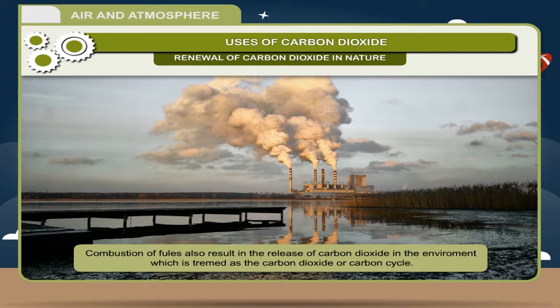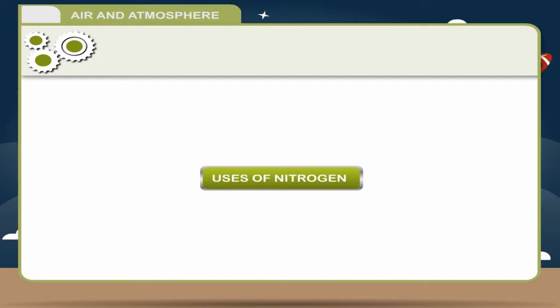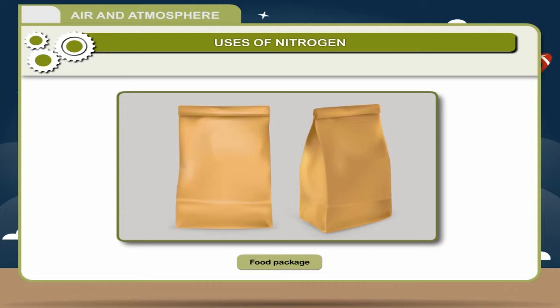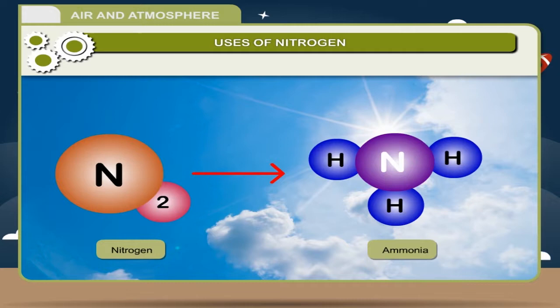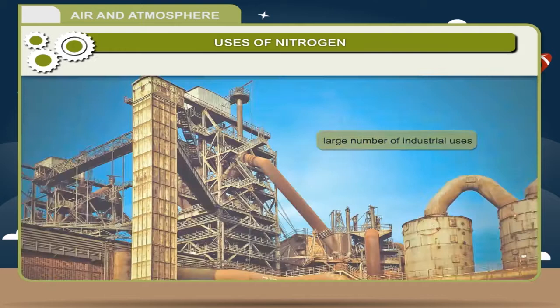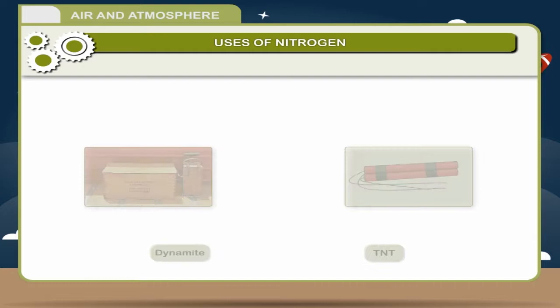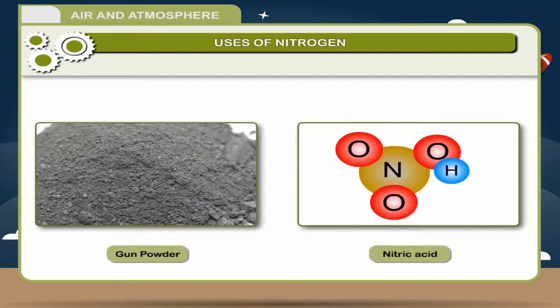Uses of nitrogen. Being chemically inert, it is used for filling food packages to keep the food fresh. To prevent fire, it is also used for filling spaces in oil tanks. Atmospheric nitrogen is used to manufacture ammonia, which has a large number of industrial uses. Some explosives like nitroglycerin, dynamite, trinitrotoluene (TNT), and gunpowder contain nitrogen. These are prepared by using nitric acid.